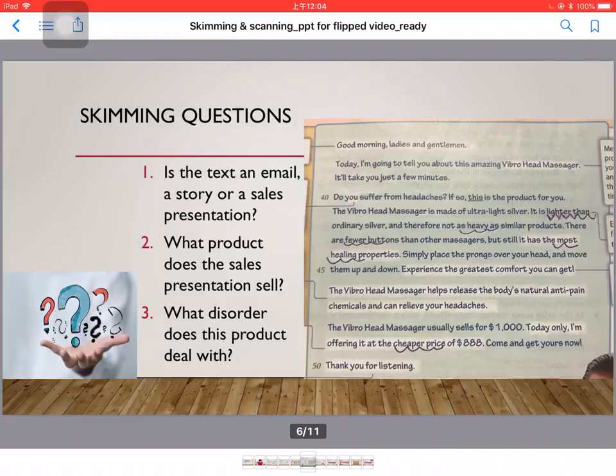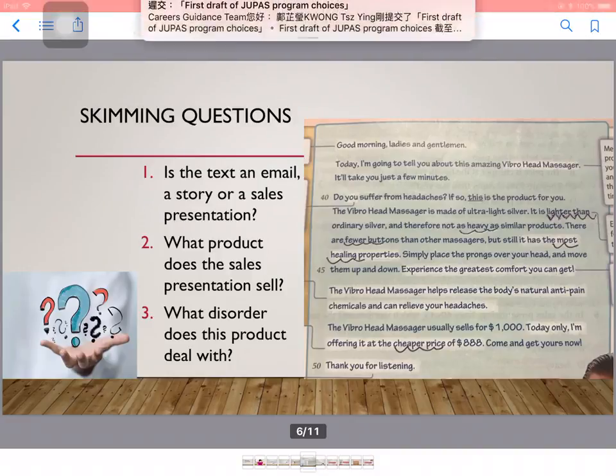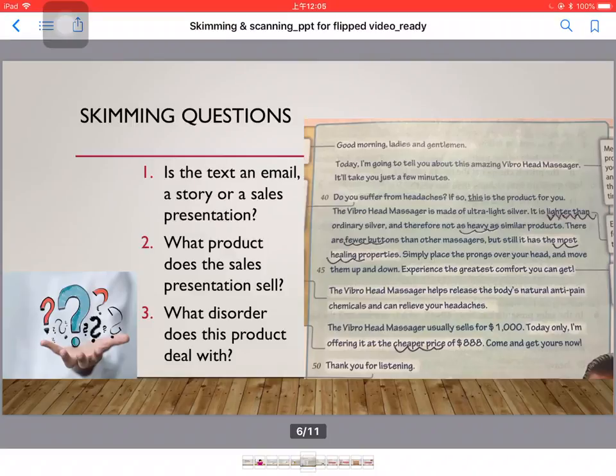So what product does the sales presentation sell? I just skimmed through and realized that in paragraph 1: Today I'm going to tell you about this amazing Vibro head massager, and that's the product. Question 3: what disorder does the product deal with? What can it cure? What kind of problem can it help you solve? I remember paragraph 2: do you suffer from headaches? So we know it's going to help you with a headache, and that's the answer for question 3. So this is skimming, very quick reading to get a general idea.